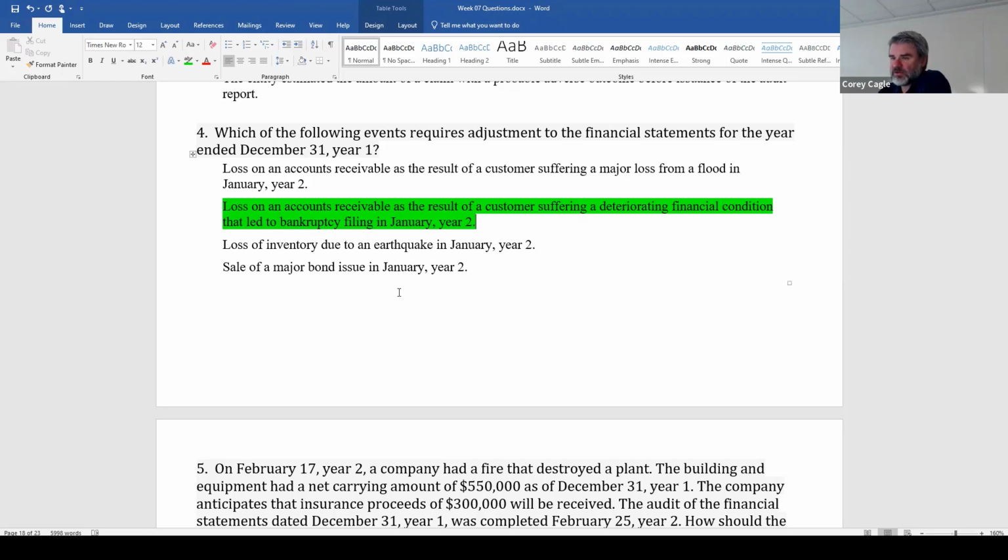C, we lose inventory because there was an earthquake in January. We wouldn't make adjustments to numbers, because it happened after our financial statement date. We would disclose it in the notes. And D says sale of a bond in year 2. That's just business happening in January. So does that make sense in number 4? I like questions like that. It makes you think a little bit, but they're easy to deal with, right?